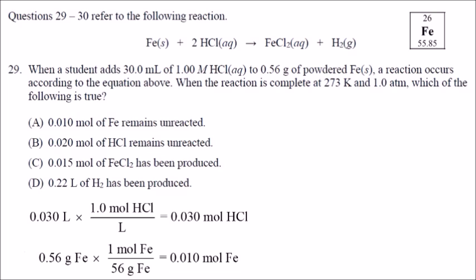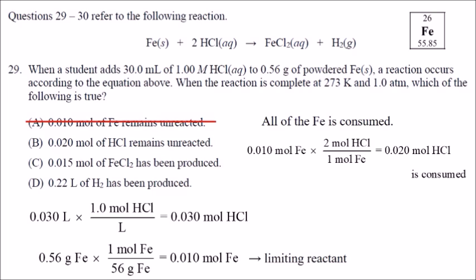Now considering that the mole ratio between iron and HCl is 1-to-2 in the balanced equation, we actually have a 1-to-3 ratio between iron and hydrochloric acid. That gives us an excess amount of hydrochloric acid, and the iron is the limiting reactant. Since the iron is the limiting reactant, then all of the iron is consumed, so the correct answer cannot be A. There will be no iron left over at the end. With respect to the hydrochloric acid that does react, 0.01 moles of iron reacts with 0.02 moles of HCl. That leaves 0.01 moles of HCl left over at the end, so the correct answer could not be B.